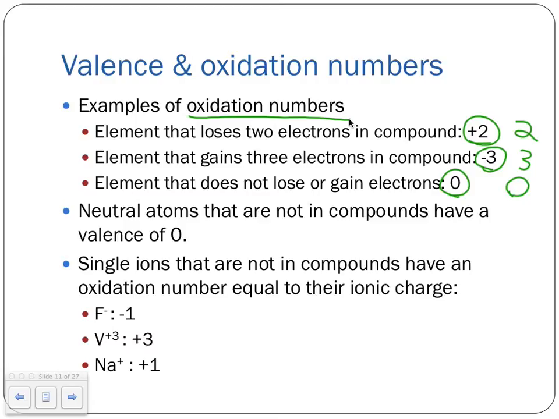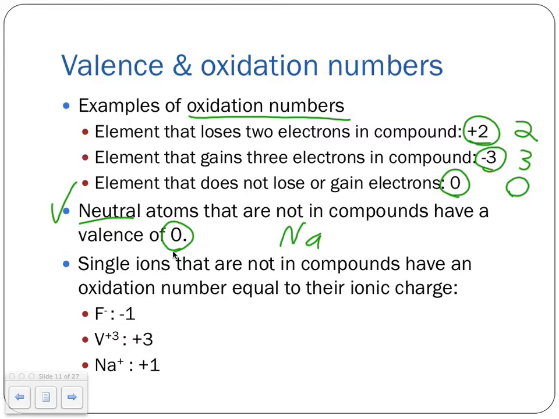All right, so let's look at some rules about finding these oxidation numbers. Number one, neutral atoms that are not in compounds have a valence of 0. So if I just had a sodium atom right here, not involved in sodium chloride, just a sodium atom sitting by itself, it hasn't gained electrons, it hasn't lost electrons, it is a neutral atom, it'll have a valence of 0, an oxidation state of 0, or an oxidation number of 0.